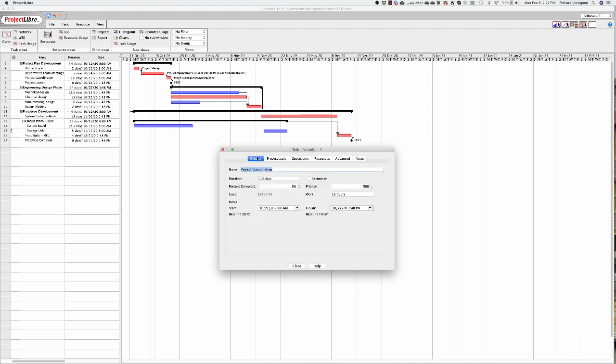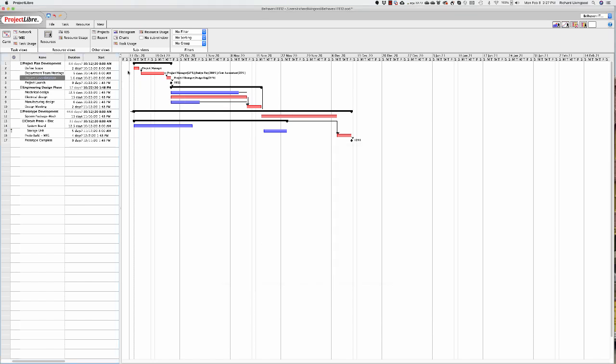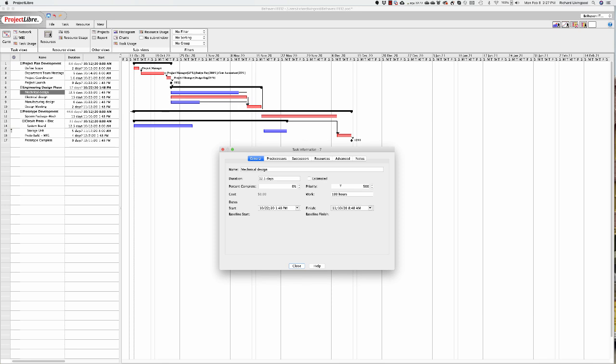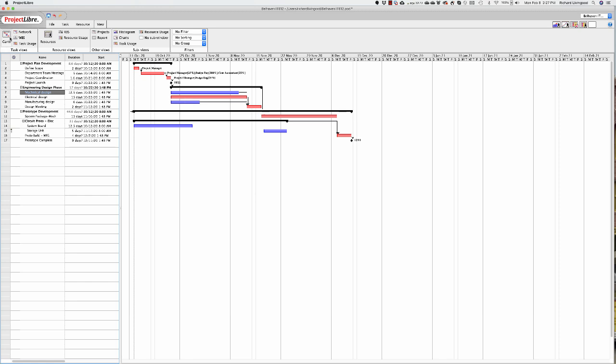So now if we go back to general, we can see that we've added some people. It's now costing us for that task alone about $1,200. At this point, we have some information here, which is very helpful. So let's add some resources so it makes it a little better.